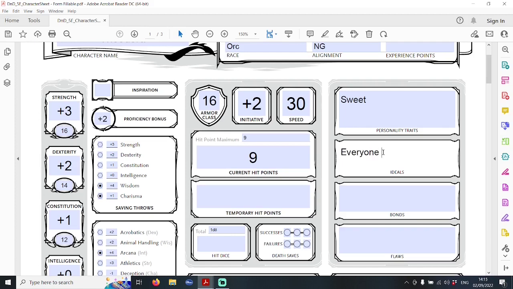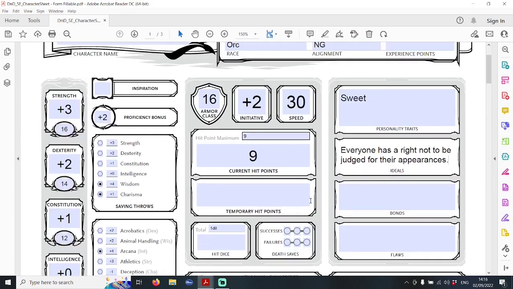So everyone has a right not to be judged for their appearances. My character, I'm going to say, has body image issues. She feels that she's overweight. And this informs how she sees the world. And it's been a struggle for her. And all of a sudden, from that one statement, I'm starting to build a picture of who Theodora is.